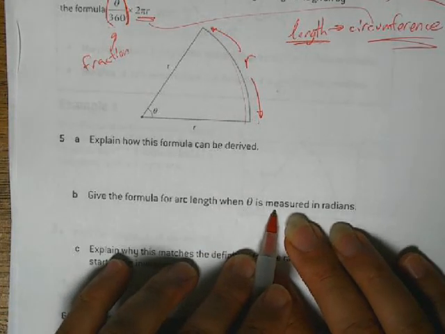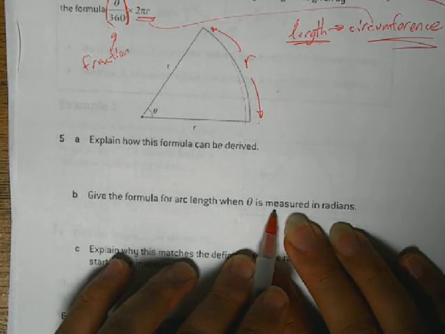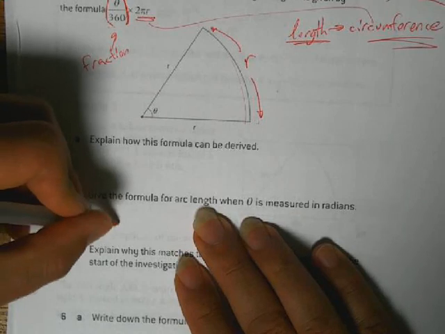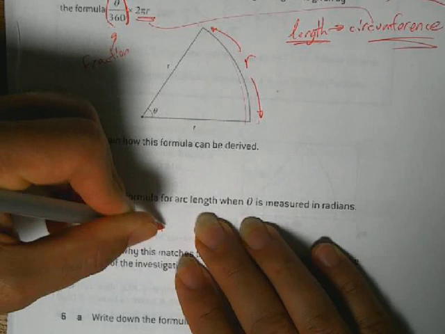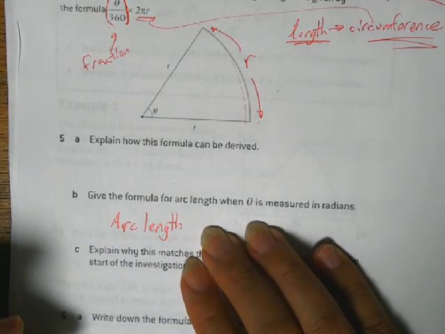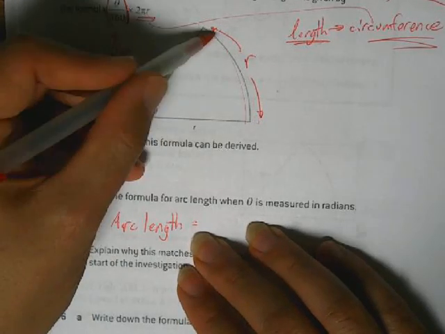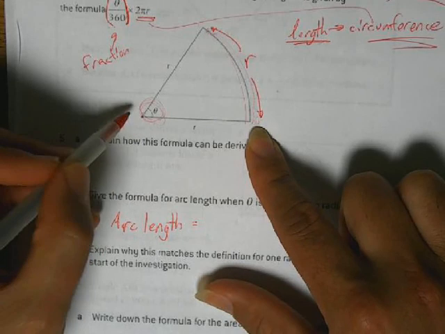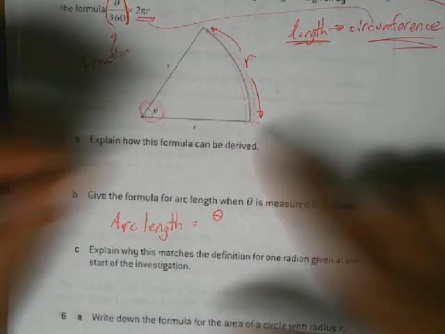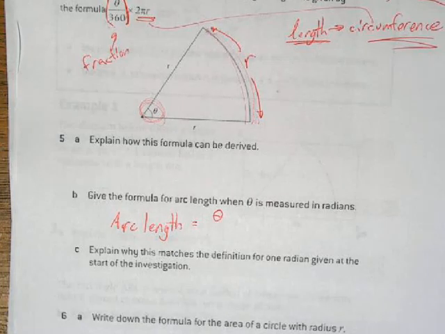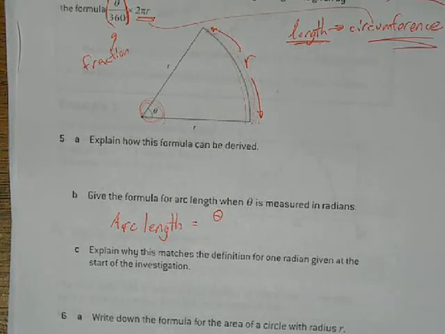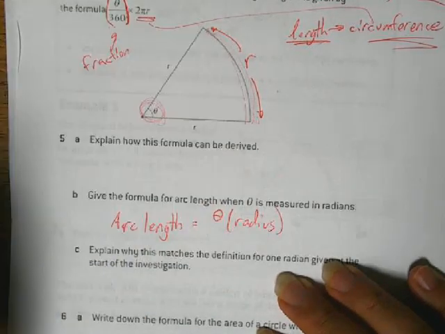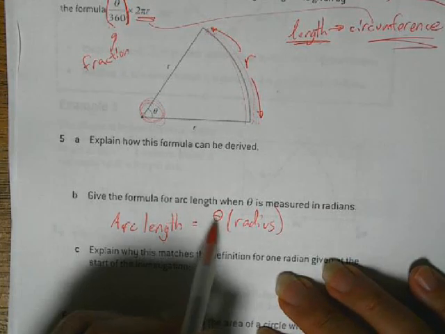When it's in radians, the arc length is going to be theta times the radius, and this is in radians.